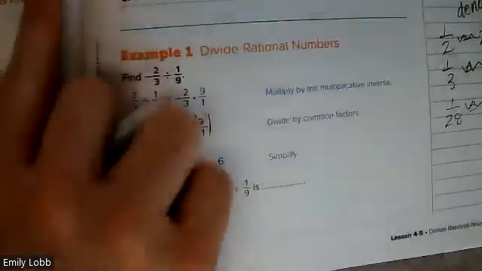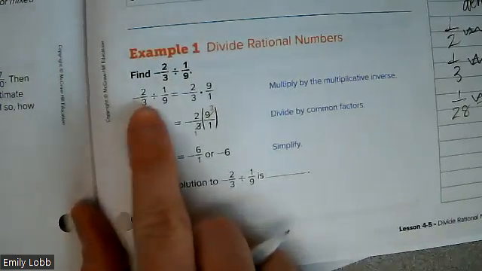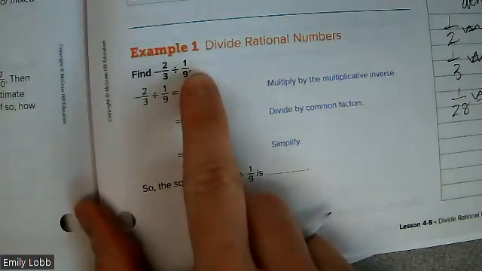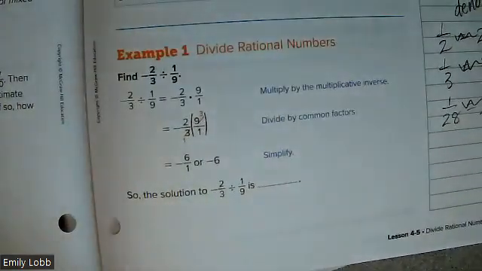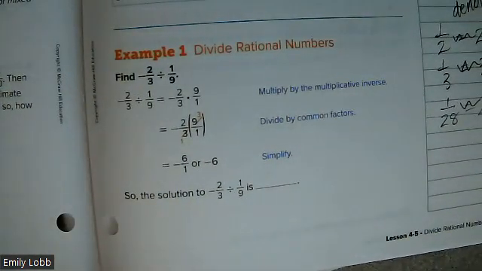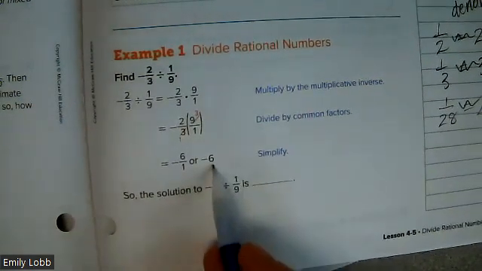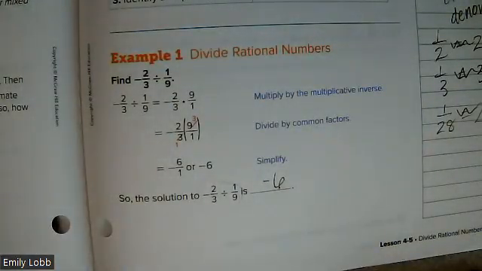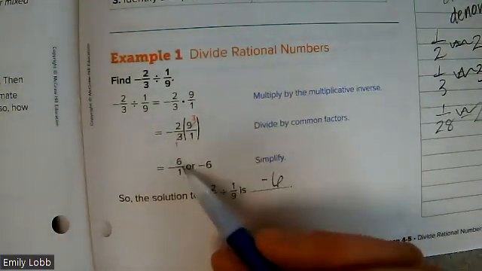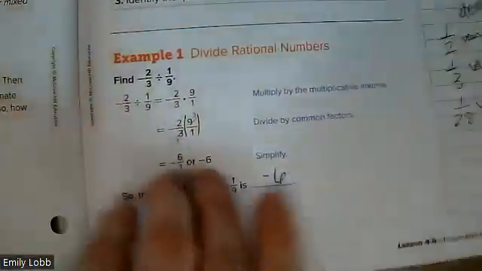So here's your example. They said -2/3 divided by 1/9. They kept the first, they changed it to multiplication, and they flipped that second number. Then they divided by common factors. You have to know how to do multiplication in order to do division. So the solution to this is what? What did they say it was? -6. Right? 2 times 3 gave us the 6. 1 times 1 gave us the 1. Then we simplified. All right, so check it.